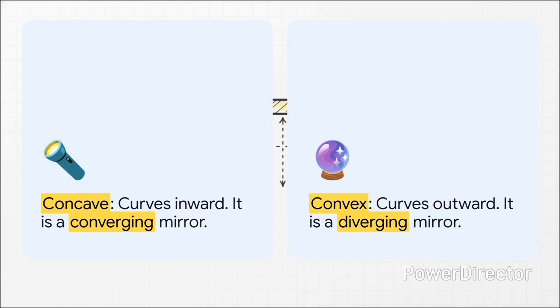And there are two distinct types you need to know. Over on the left, we've got the concave mirror. This one curves inward, kind of like you're walking into a cave, which is a great way to remember it. We call this a converging mirror because that inward curve forces incoming parallel light rays to bounce and come together. On the right, we have the convex mirror. This one curves outward. It's a diverging mirror because its outward bulge takes those light rays and spreads them far apart.